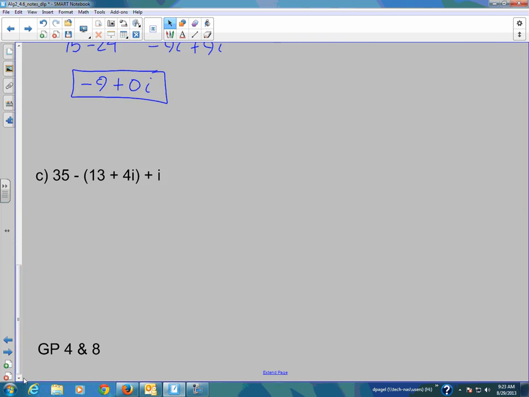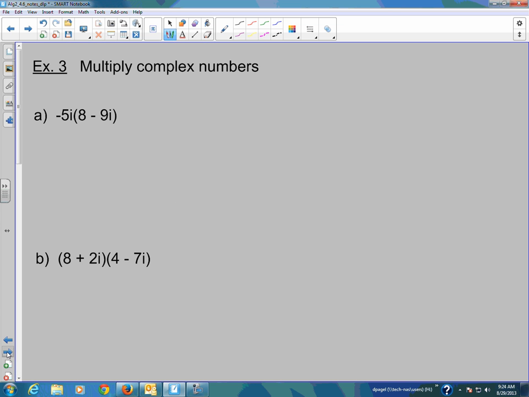And then C, we'd end up with 35 in our real components. 35 minus 13, remember to distribute. And our imaginary components are going to become a negative 4i plus an i. 22 minus 3i. So adding and subtracting, being careful of the subtraction.